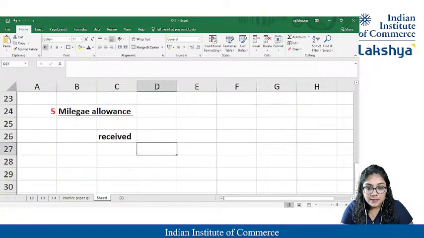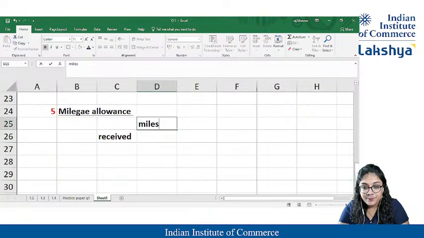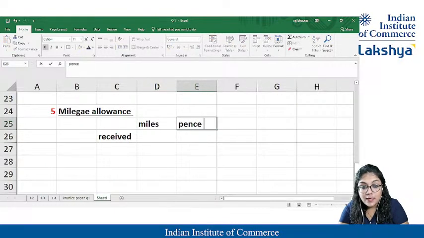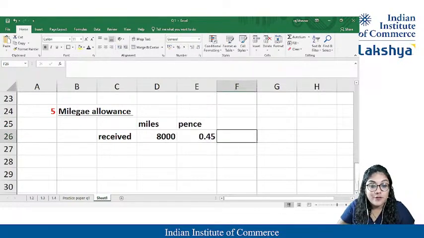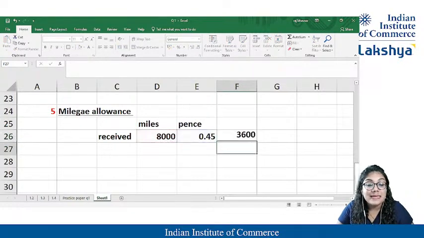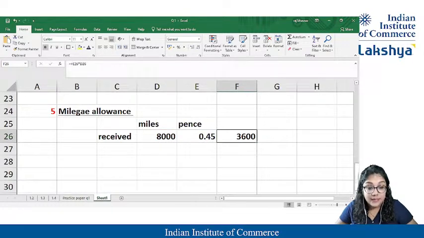Okay, I'll write like that. Miles into pence. I received 8,000 miles and how many pence? 0.45. So what is the amount which I received? Guys, I received 3,600 as an amount. Okay. But can you tell me how much I was allowed?